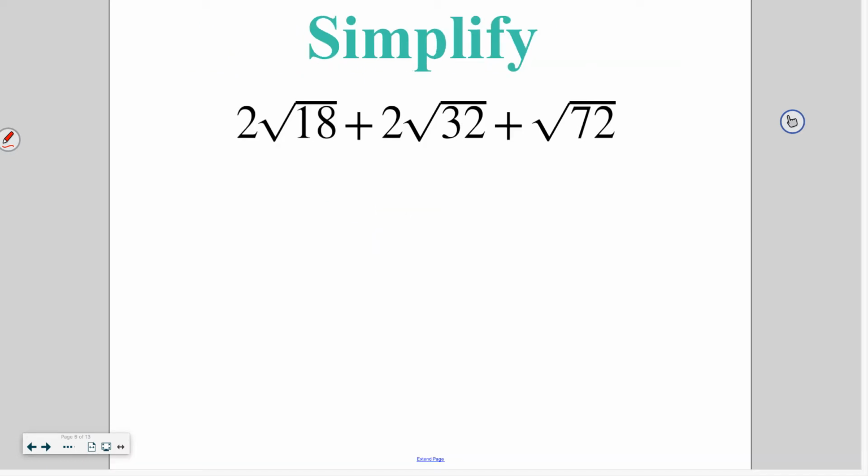Next thing we're going to look at is simplifying when we have addition and subtraction. So you're going to want to try and find a common factor. So 18, 32, and 72. We're going to look for a common factor. We're going to start by simplifying those.